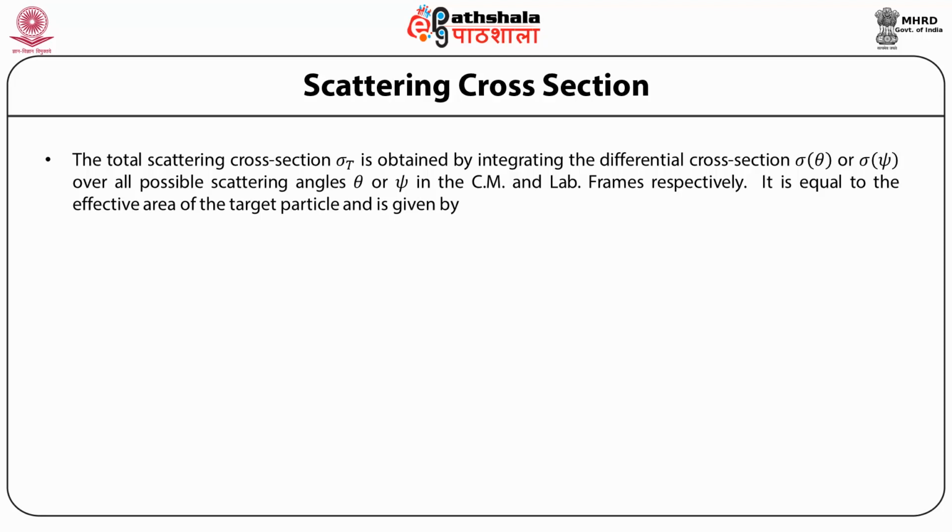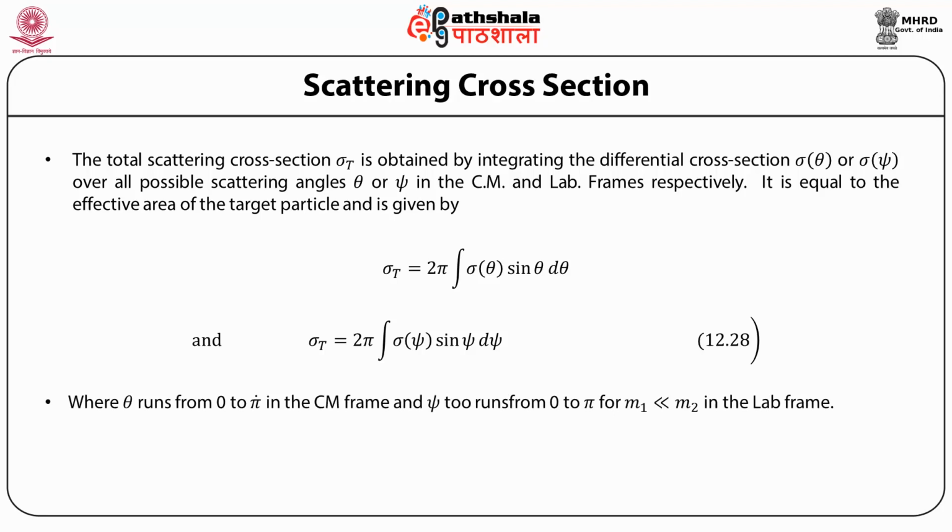The total scattering cross-section sigma t is obtained by integrating the differential cross-section sigma theta or sigma psi, working in the lab frame or the center of mass frame, over all possible scattering angles psi and theta in the lab and center of mass frames respectively. It is equal to the effective area of the target particle, and the total cross-section sigma t is equal to 2 pi times the integral of sigma theta sin theta d theta in the center of mass frame, and sigma t is equal to 2 pi times the integral of sigma psi sin psi d psi in the lab frame, where theta runs from 0 to pi in the center of mass frame and psi runs from 0 to pi for M1 much less than M2 in the lab frame.